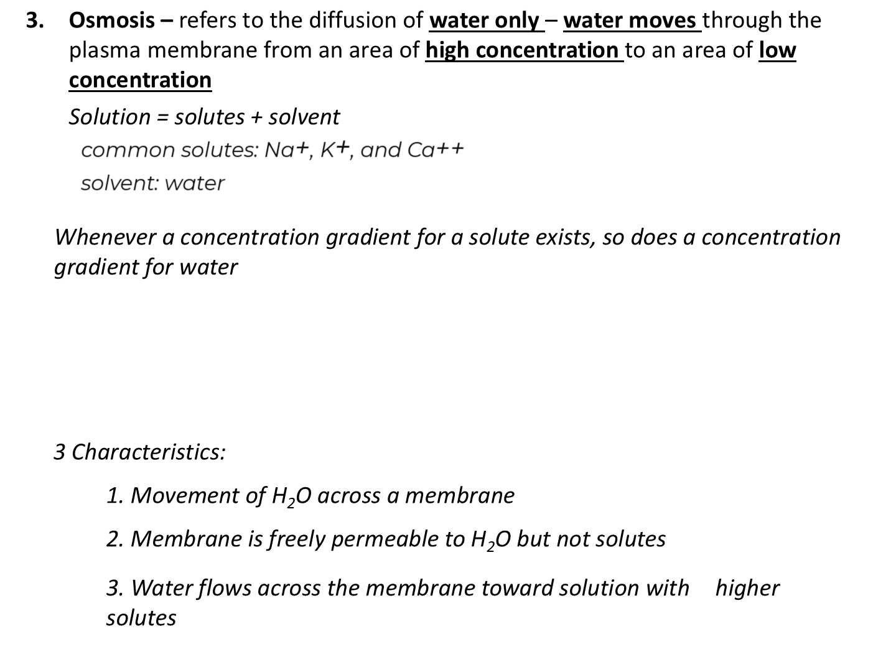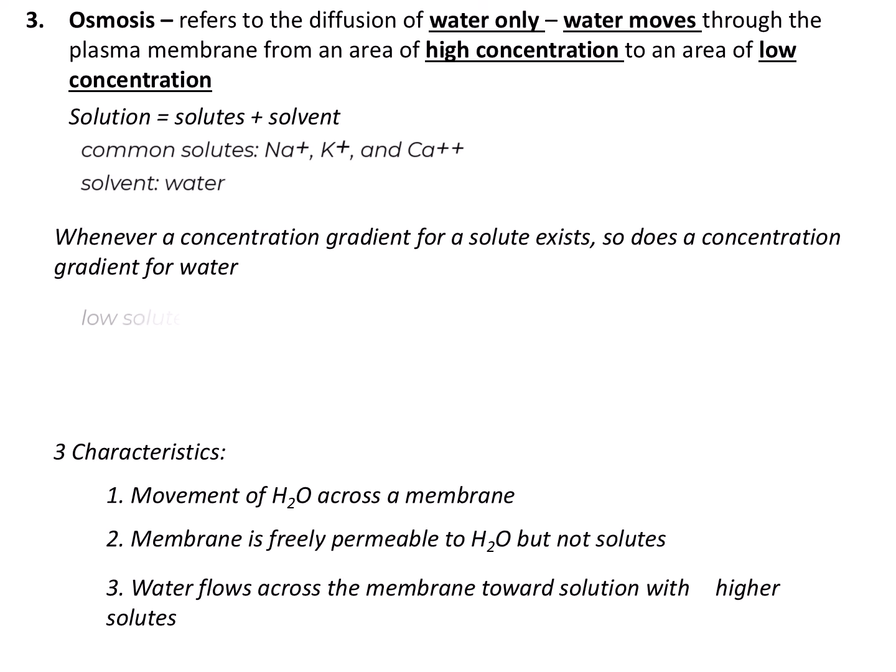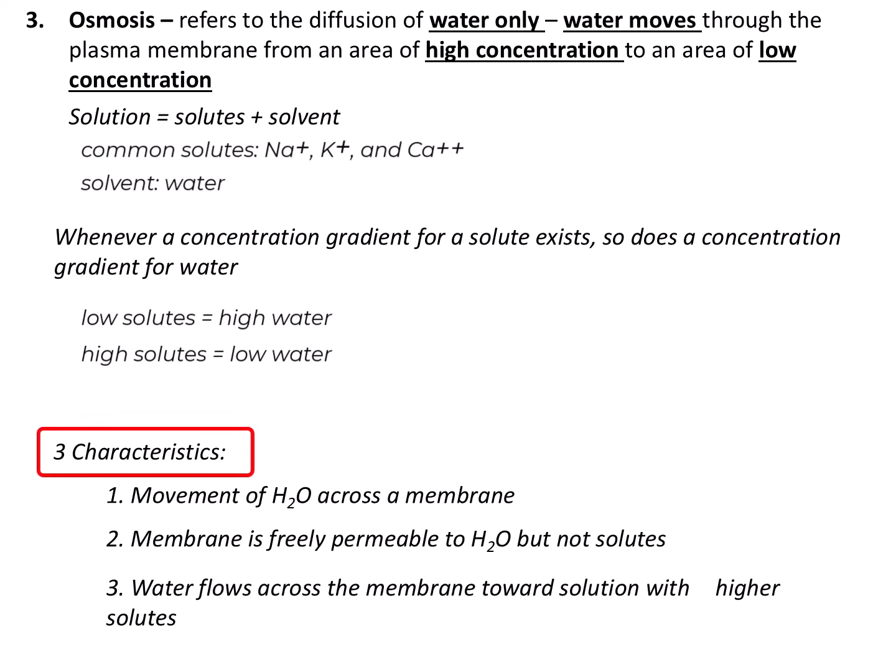It is important to understand that when a concentration gradient for solute exists, so does a concentration gradient for water. This means that if there is a solution with low solutes, by default, the solution has high water. Likewise, if there is a solution with high solutes, it will have low water. There are three important characteristics associated with osmosis. First, it only refers to the movement of water across the membrane. The membrane must be permeable to water. Water is going to flow across the membrane toward the solution with higher solutes.